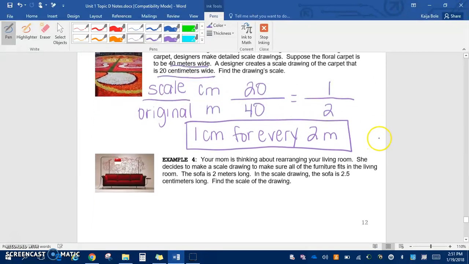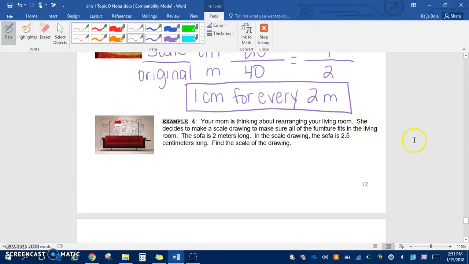Alright, we're going to do one more here. It says your mom is thinking about rearranging your living room. She decides to make a scale drawing to make sure all of the furniture fits in the living room. The sofa is 2 meters long. In the scale drawing, the sofa is 2.5 centimeters long. Find the scale of the drawing. So again, we're doing scale over the original.